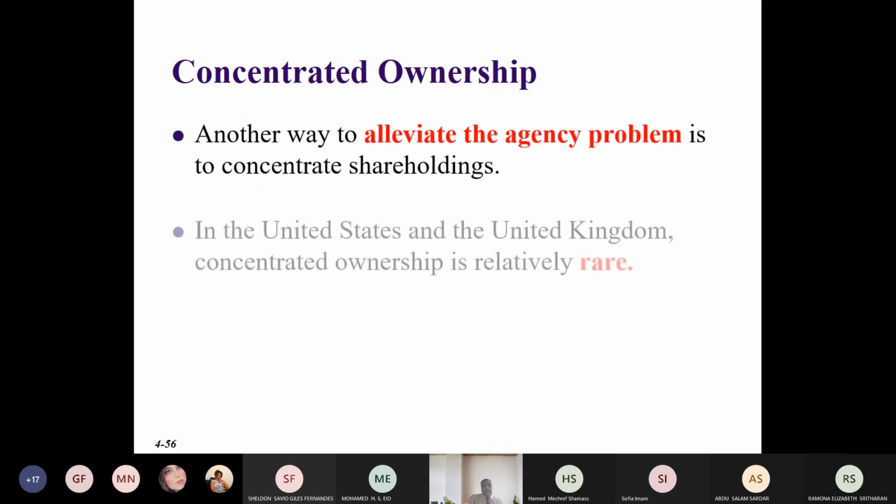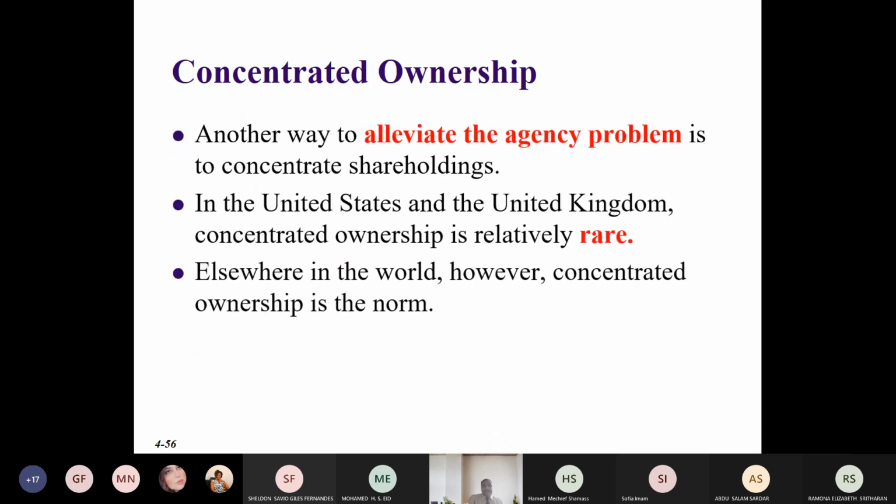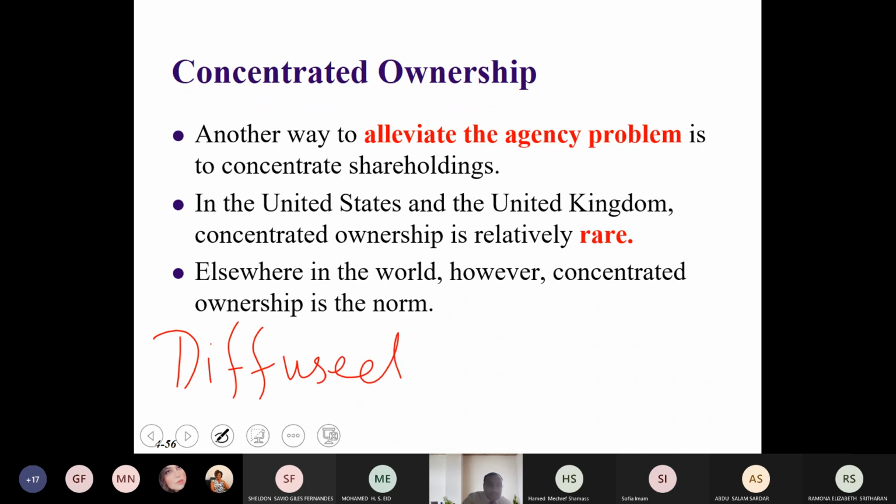Now, this is called concentrated ownership. I told you a type of ownership before. What was that? Opposite to concentrated, that was diffuse ownership. What was diffuse ownership? I told you. Can anyone tell me? What is a diffused ownership?